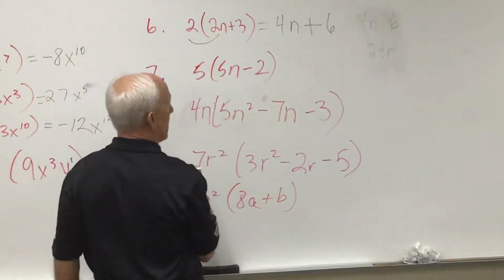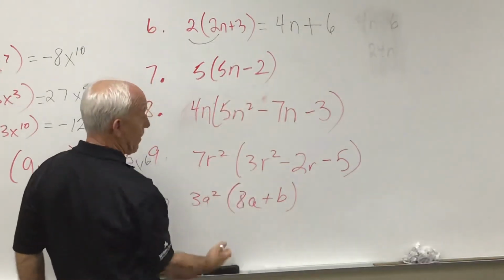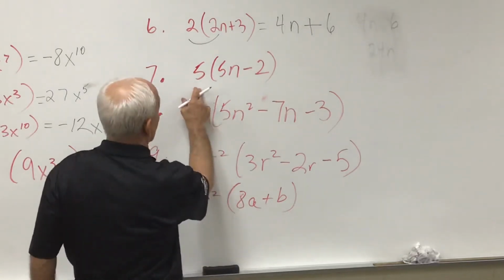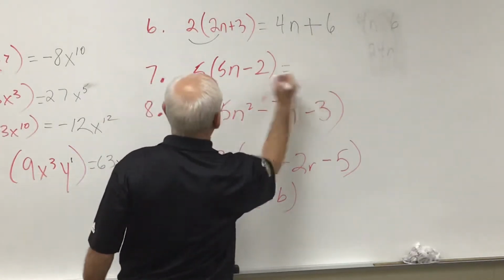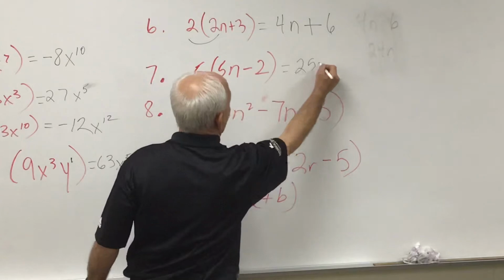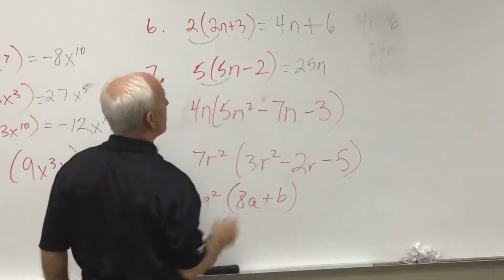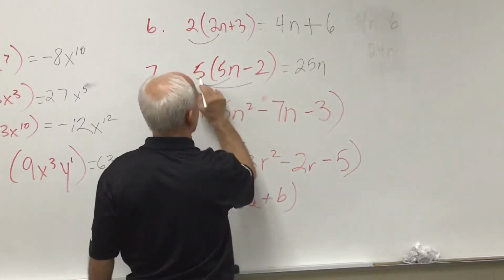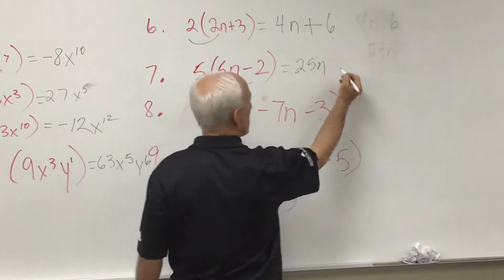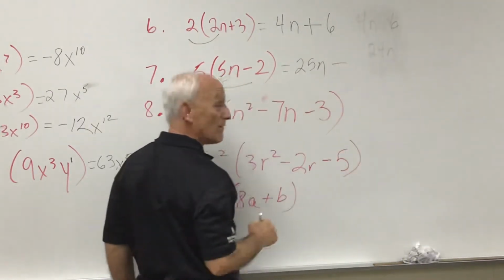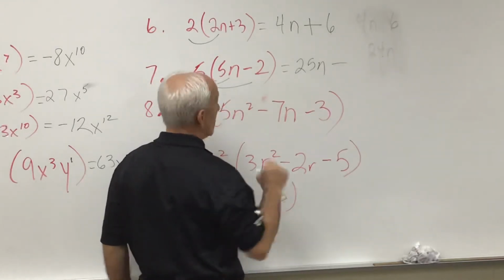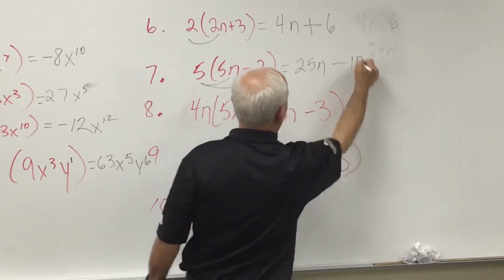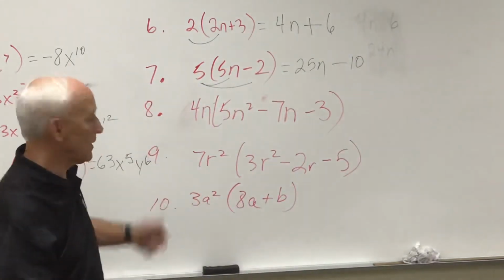So the next one, maybe some of you have already done all of these. These are pretty simple once you get the knack of what you're doing. We have 25n, correct, for the first part. Now the second part, don't forget what operational sign is 5 times negative 2. You better have negative. Don't forget integer rules are important now. And 5 times 2 is 10. And look at that. Pretty easy.